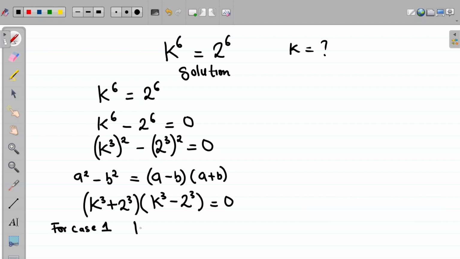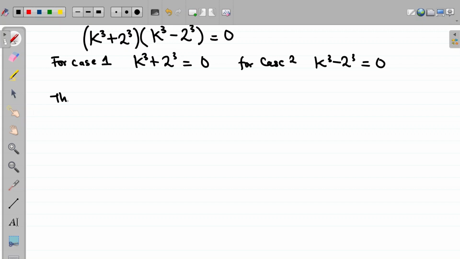So for case 1, we can say that k raised to the power of 3 plus 2 raised to the power of 3 is equal to 0. And for case 2, we have that k raised to the power of 3 minus 2 raised to the power of 3 is equal to 0. Thus, we have that k raised to the power of 3 plus 2 raised to the power of 3 is equal to 0.